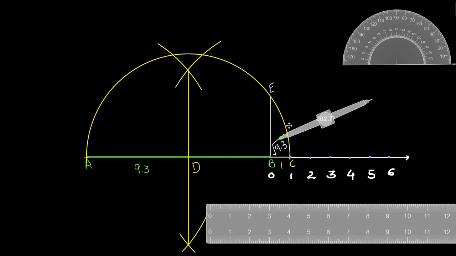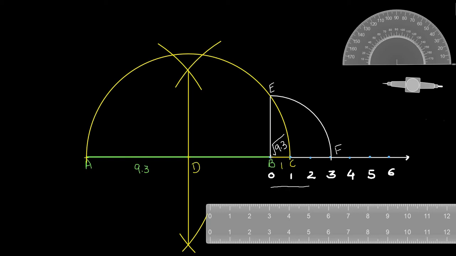Now open your compass equal to length BE and with the same radius draw an arc which cuts the line at a point which is just near to the point 3. Let this point be F. Now BF is equal to BE, which is equal to root 9.3.